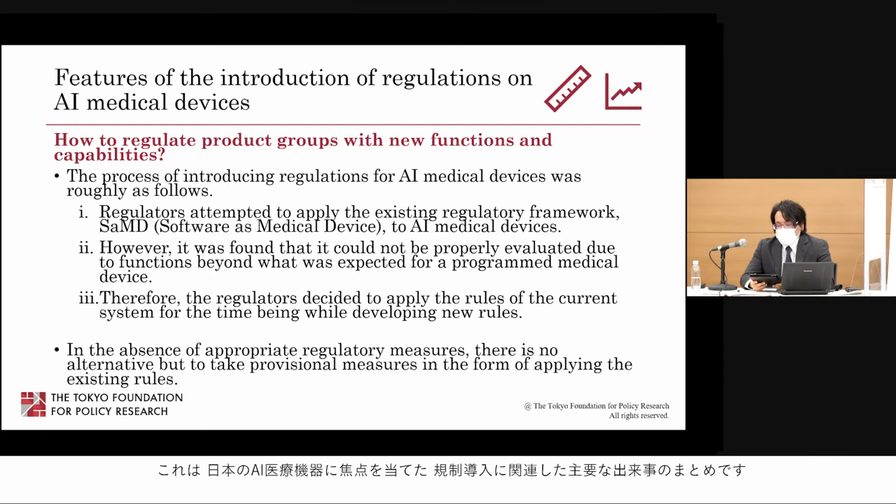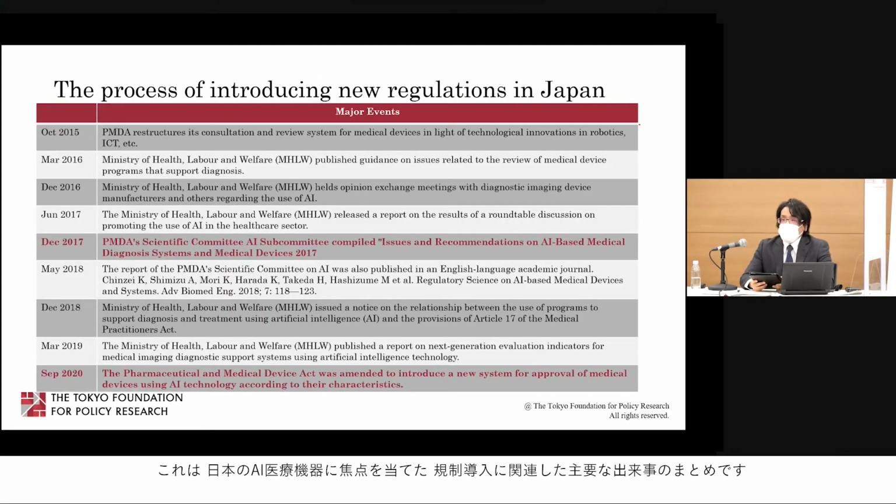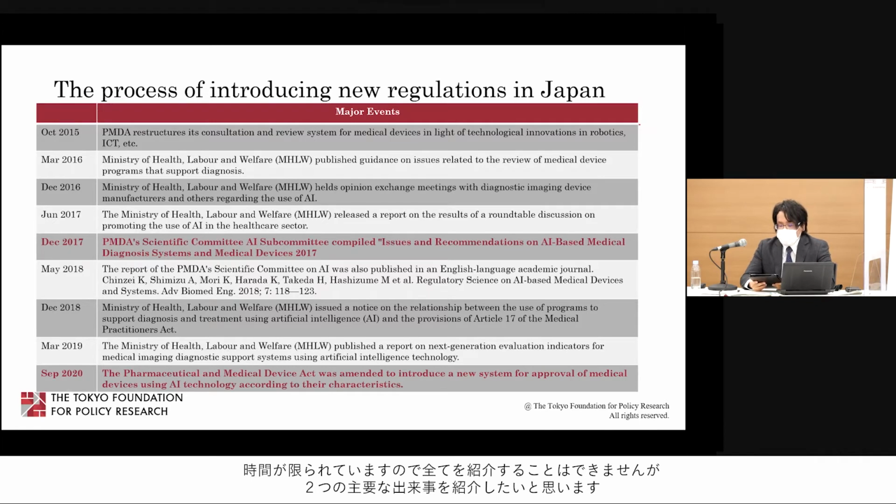This is a summary of major events related to introduction of regulation, especially medical devices, AI medical devices in Japan. Due to limited time, I can't cover everything, so I'll only cover two major events.